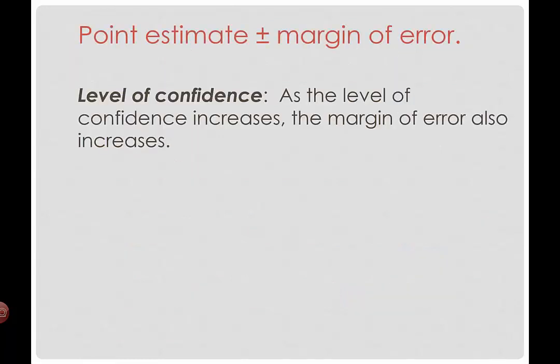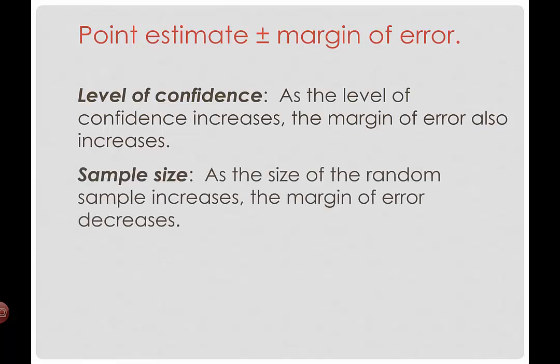We're going to take our point estimate and add and subtract the margin of error, and that's going to give us our interval. As our level of confidence increases, the margin of error also increases. So if we go from being 90% sure to being 95% sure, we're going to have a larger interval.